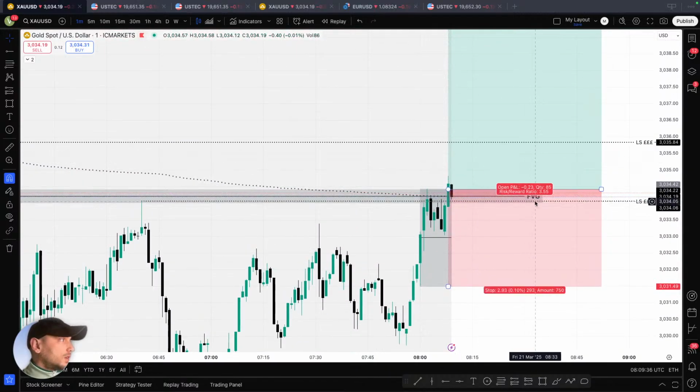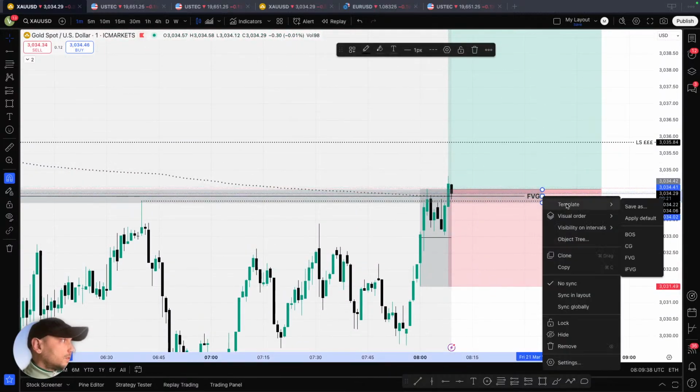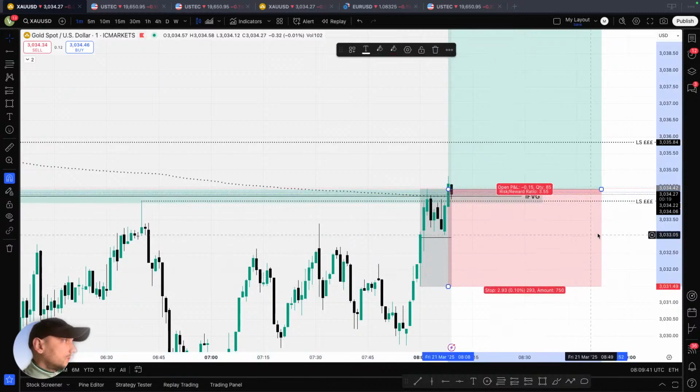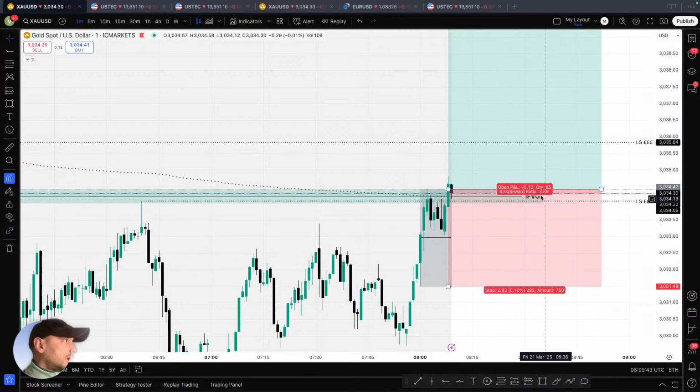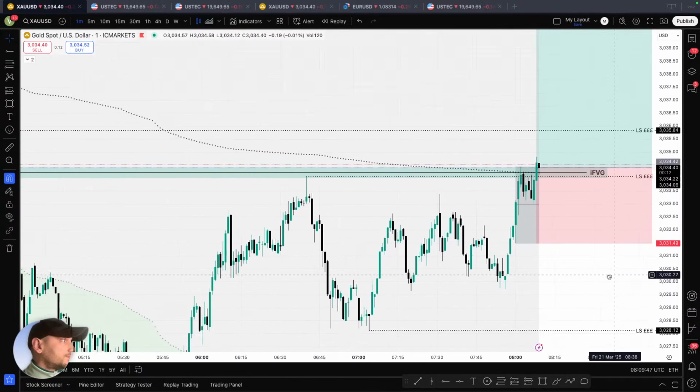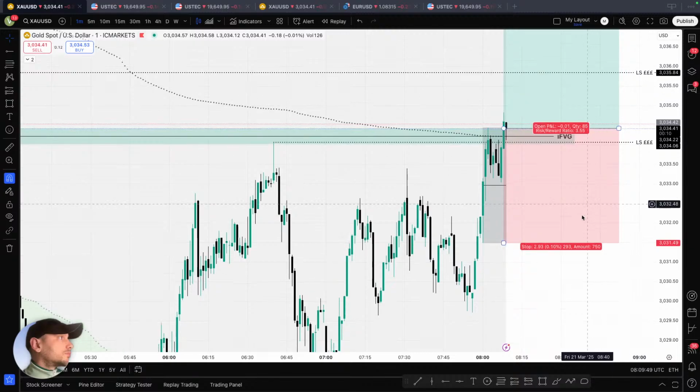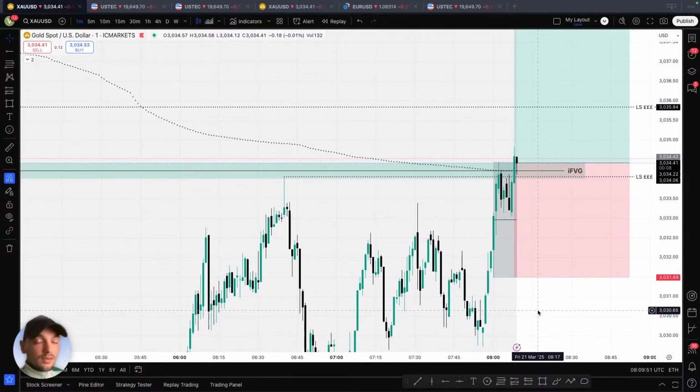So we close above this gap, the fair value gap. And what we want to see is how it reacts as an inverted one, so it will be our support now. Let's see if this plays out.